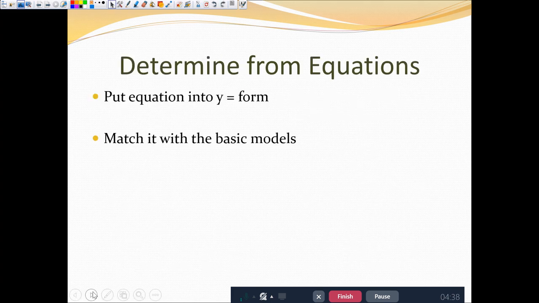Determining from an equation, we need to make sure the equation is in the form of y equals, because if you look at our chart, all of our equations are in the y equals format. Then you look to see which one it matches. If it has a variable in the exponent, like x, then it's going to have to be exponential. If it has absolute values, it's going to have to be absolute value. The other ones are the ones like y equals mx plus b, it's linear. The other ones you're going to have to look at for sure, okay? Figure out which type it is.